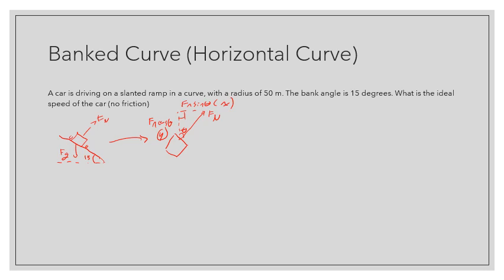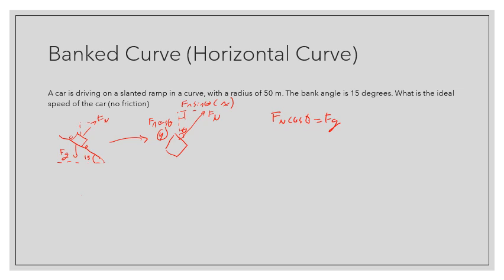If we draw this out, this is actually a circle, but just in the horizontal plane. Unlike the previous example where it was in the vertical plane, we can't see the full circle, but there's still centripetal acceleration towards the center of the circle. We will be using that concept to solve for the ideal speed. So we have Fn cos theta equals Fg, because that's the y component of motion.